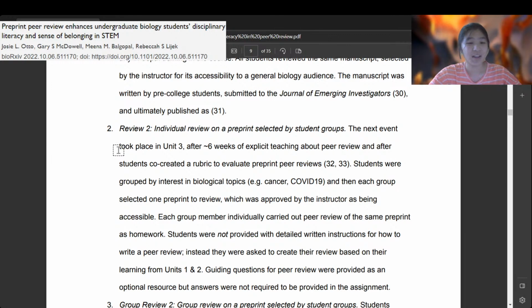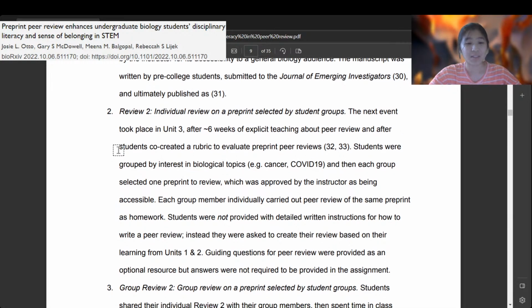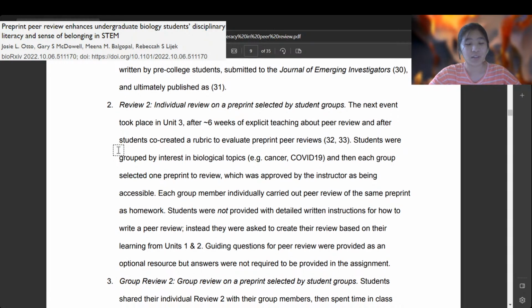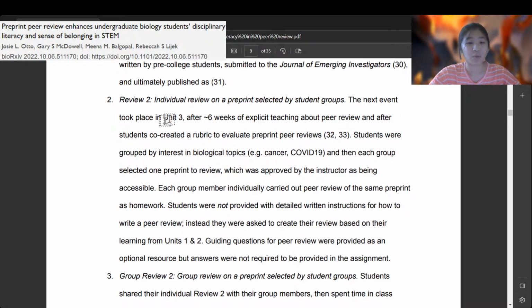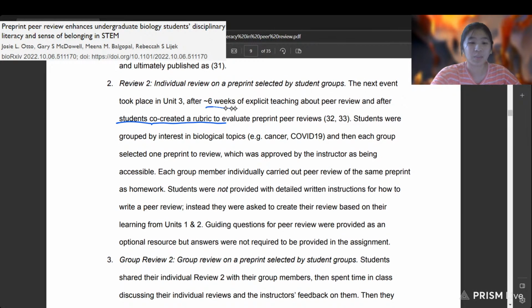Event 2, Review 2, individual review on a preprint selected by student groups. The next event took place in Unit 3 after about 6 weeks of explicit teaching about peer review and after students had co-created a rubric to evaluate preprint peer reviews. So they created a rubric that was, I'm guessing, alongside the instructor. And they also had 6 weeks of explicit teaching.